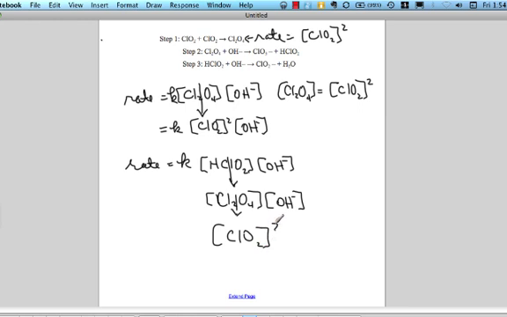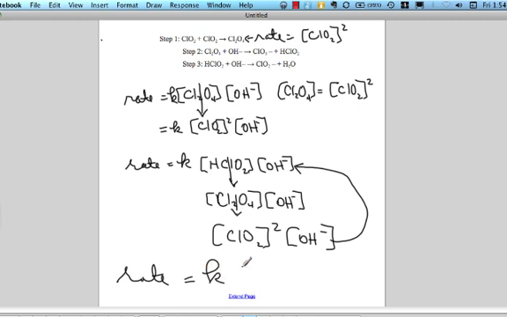So when I put that back in here, I end up with a rate law that does not agree with the experimental rate law, because it would have the OH minus as second order as well. So the second step agrees with the experimentally determined rate law, so the second step must be the slow step. The rate of the reaction is dependent on the slow step.